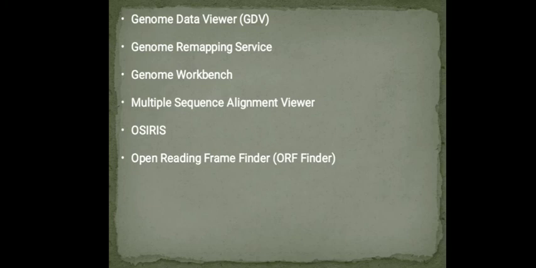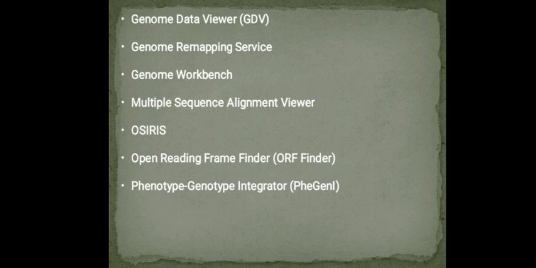Open Reading Frame Finder, or ORF Finder. It is a graphical analysis tool that finds all open reading frames in a user's sequence or in a sequence already in the database. 16 different genetic codes can be used, and the deduced amino acid sequence can be saved in various formats and searched against protein databases using BLAST.